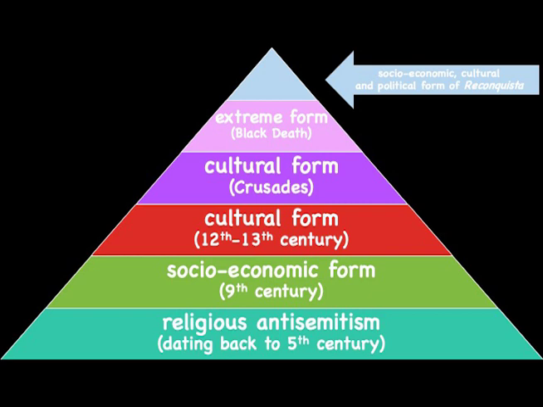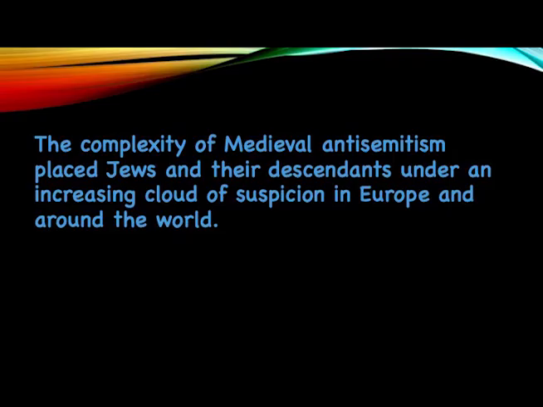The last form of anti-Semitism emerged at the close of the Middle Ages. It began in Spain and Portugal and spread to the Spanish and Portuguese colonies. It also spread to other areas of Europe and to the other European colonies around the world. This form of anti-Semitism was socioeconomic, cultural, and political. The accretion of anti-Semitism from the 4th century to the 15th century placed Jews and their descendants under an increasing cloud of suspicion in Europe and around the world.